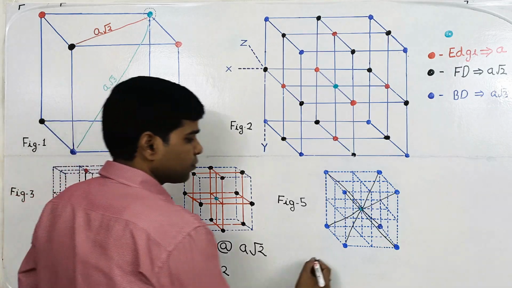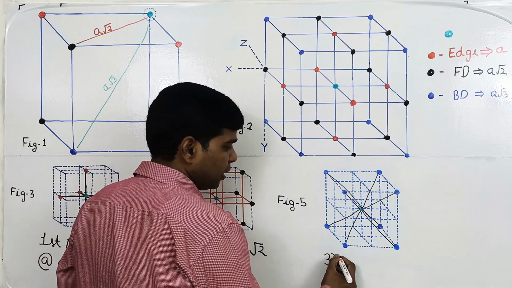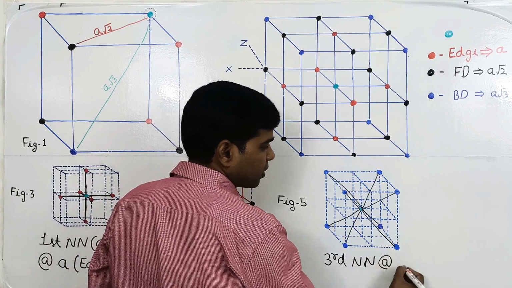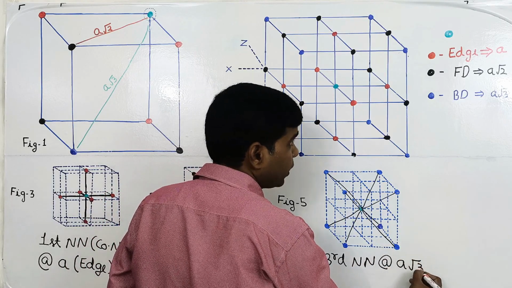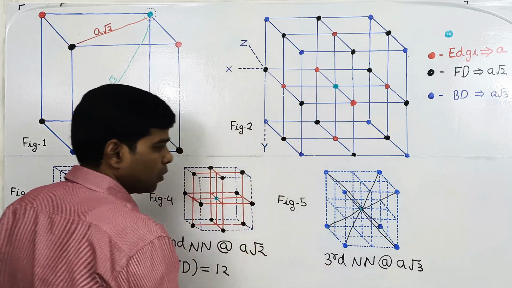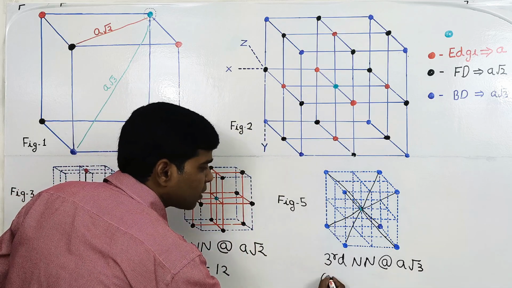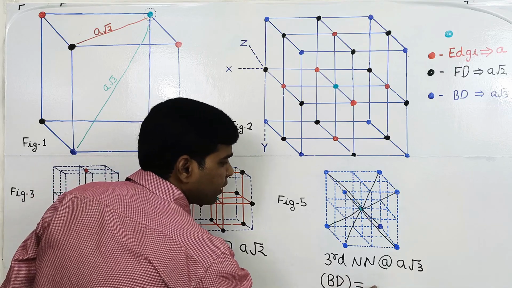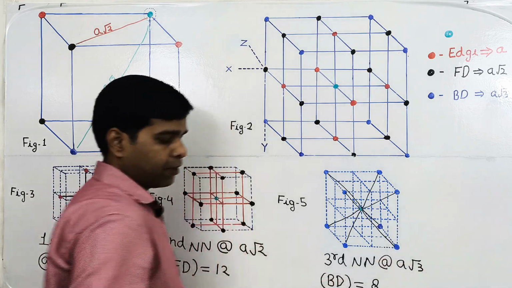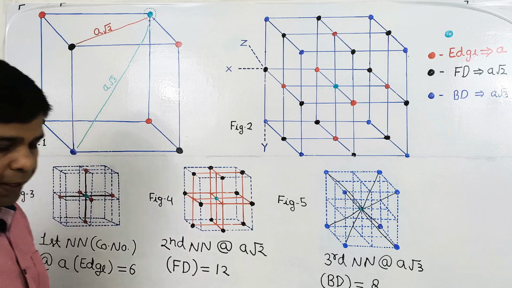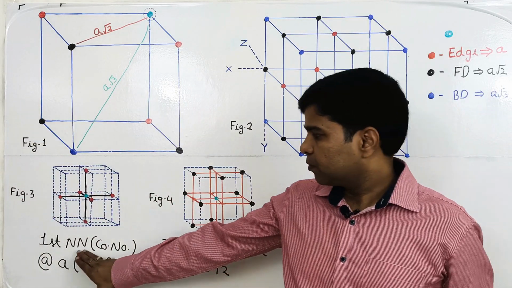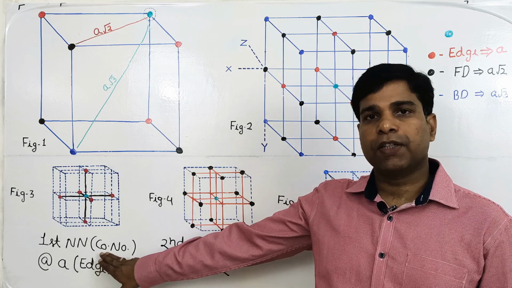So the third nearest neighbor we have at the distance of a under root 3. What is the information? It is the body diagonal. And how many such particles do we have? 8.